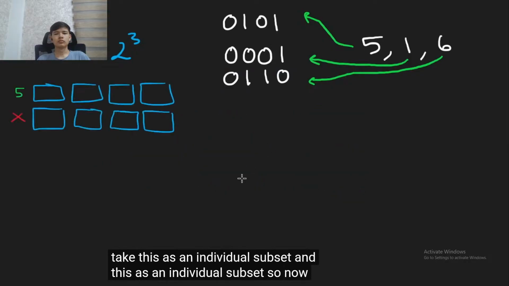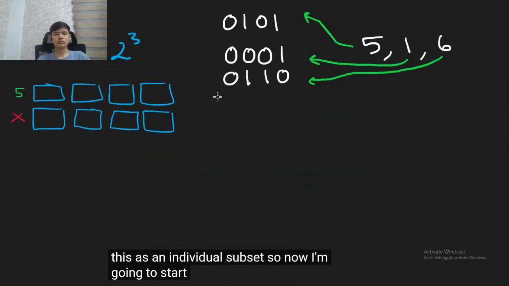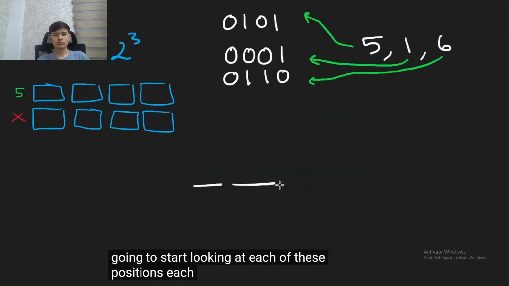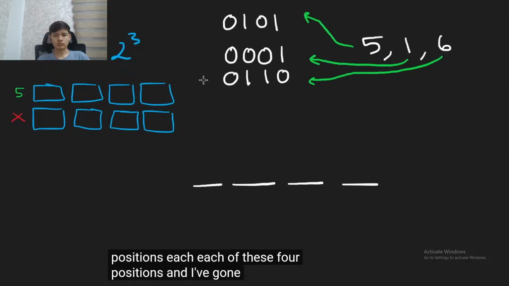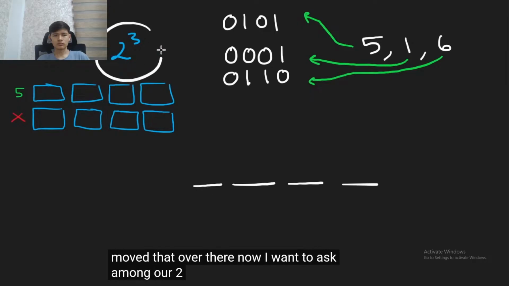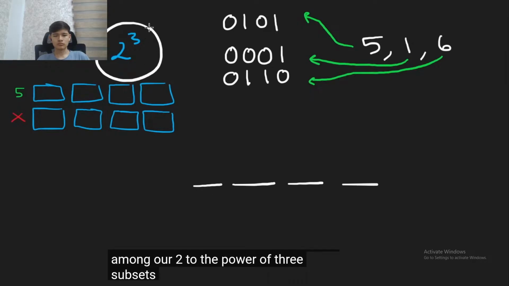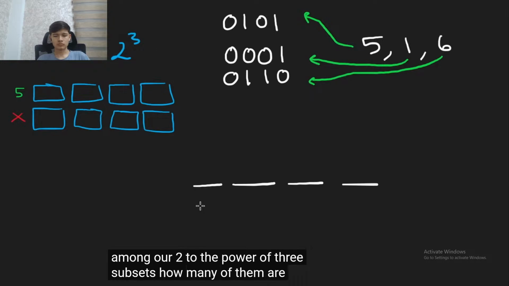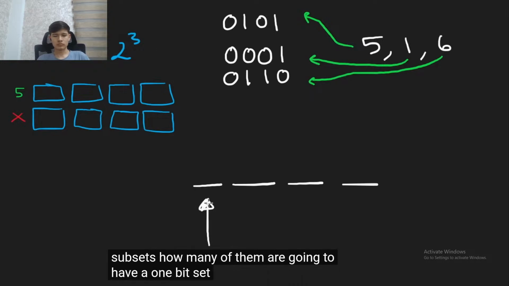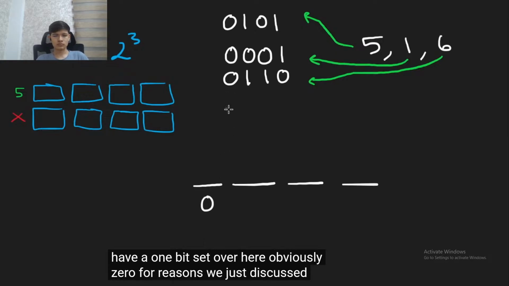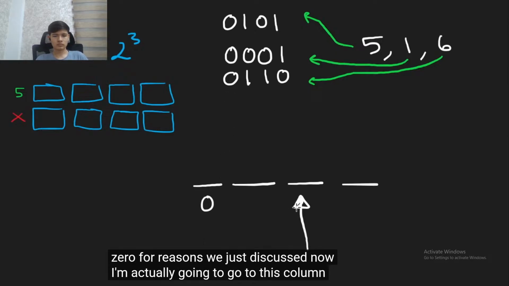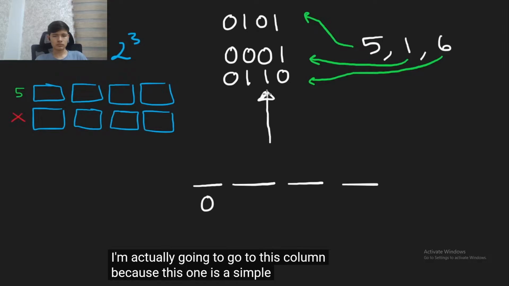So now I'm going to start looking at each of these positions, each of these 4 positions, and I've gone ahead and just moved that over there. Now I want to ask, among our 2 to the power of 3 subsets, how many of them are going to have a 1-bit set over here? Obviously 0, for reasons we just discussed. Now I'm actually going to go to this column because this one is a simple case.